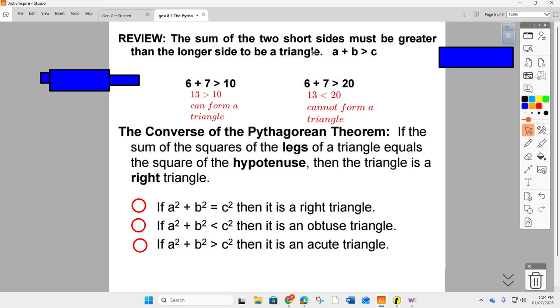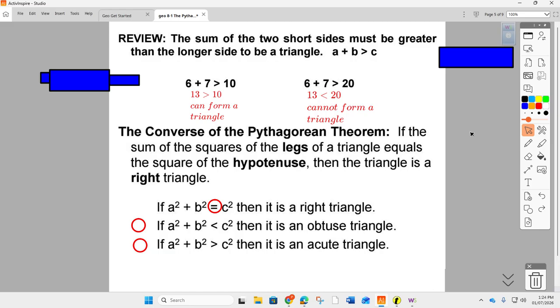So now here's what we're going to use: the converse of the Pythagorean theorem. Basically, that just kind of means we're working backwards. We're still using the Pythagorean theorem, but instead of them telling us it's a right triangle and we're looking for a side length, now they're going to give us three side lengths and say, is this a right triangle? If these were the side lengths of a triangle, would they be a right triangle? So the straight Pythagorean theorem says if this is true, then the triangle would be a right triangle.